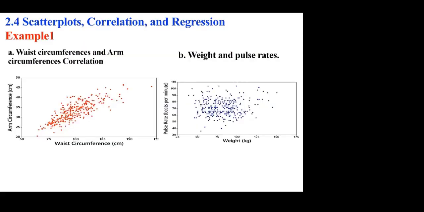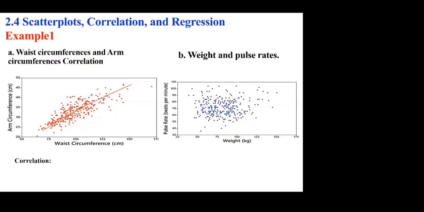All right, so when we look at this example, look at the first one and look at the second one. The first one is dealing with the circumferences of the waist versus the arms. And the second one, weight and pulse rates. Now, clearly, there seems to be something going on here, some sort of a linear correlation in the first case, part A. But if you look at part B, it's all over the map. I can't see a linear correlation.